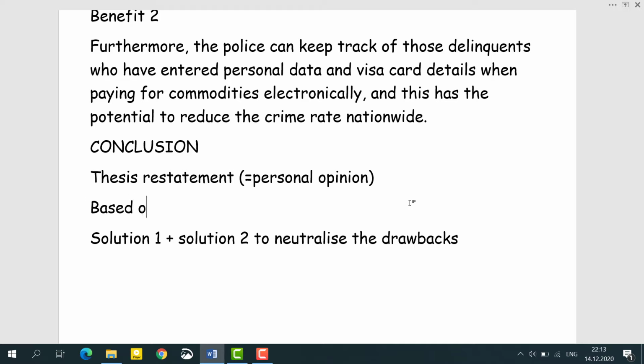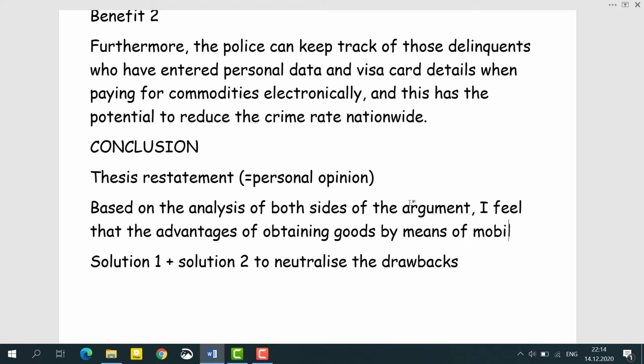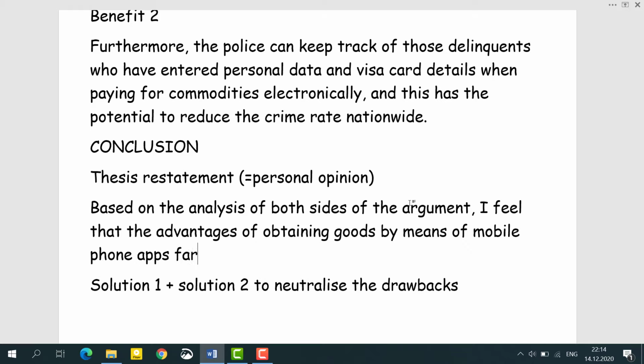Based on the analysis of both sides of the argument, I feel that the advantages of obtaining goods by means of mobile phone apps far outweigh the drawbacks outlined above. Okay, here we go.